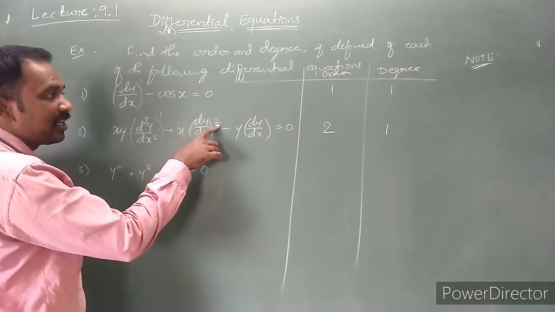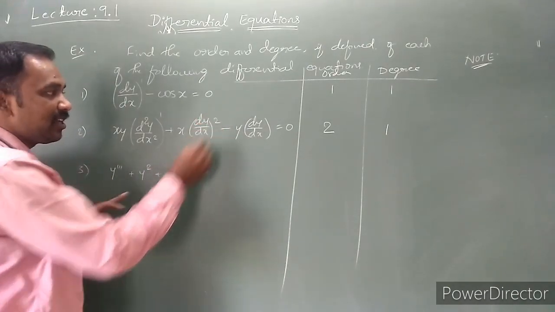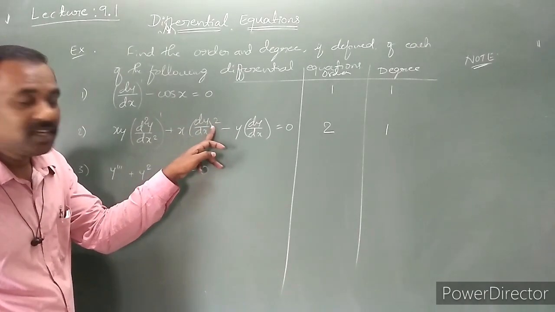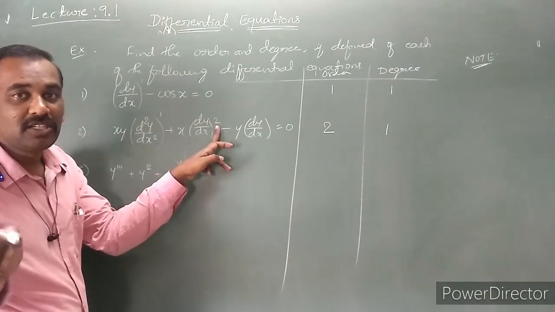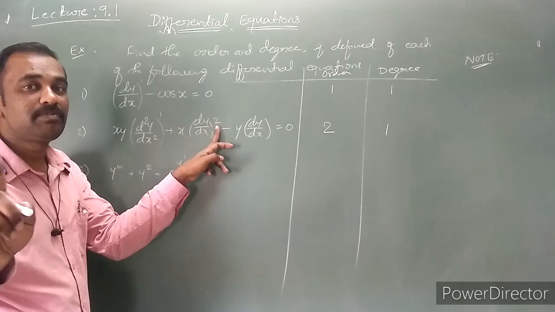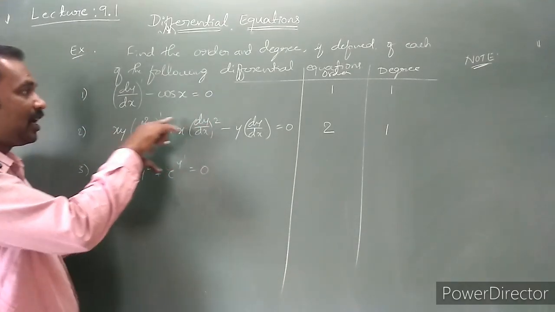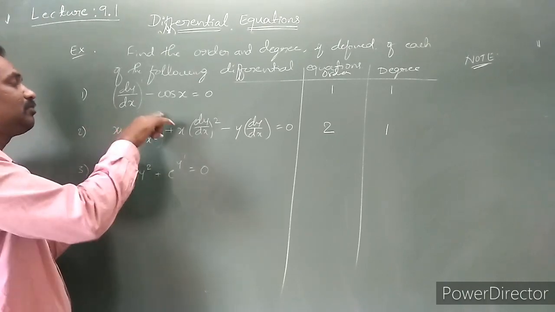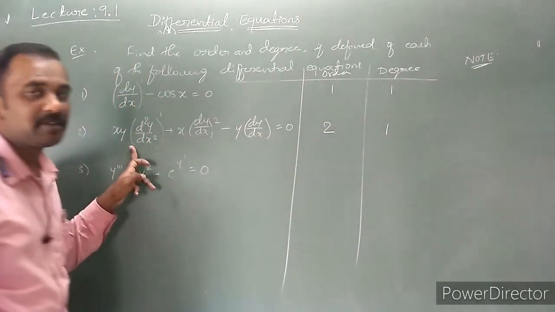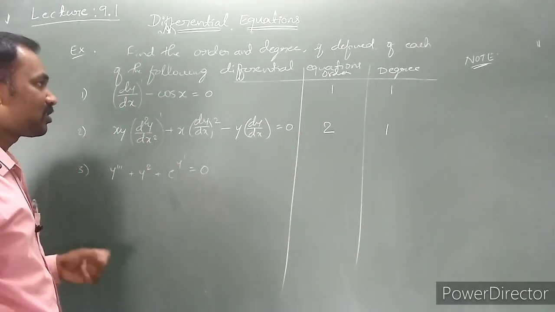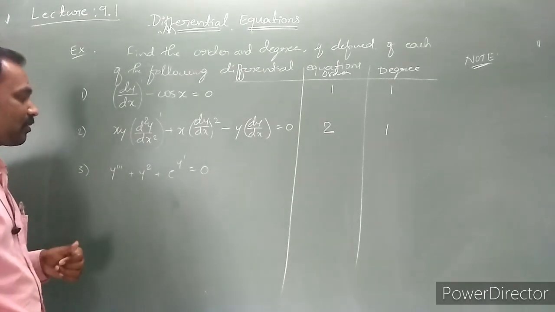Mistakenly, don't write the degree is 2. It is not a degree. 2 is not a degree. Why? Because this 2 is not the highest power of the highest order derivative. Highest order derivative is here. This power is 1. That is our degree. Very simple. Next, come to here.